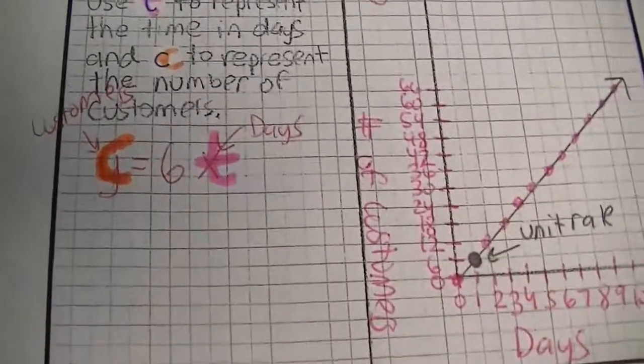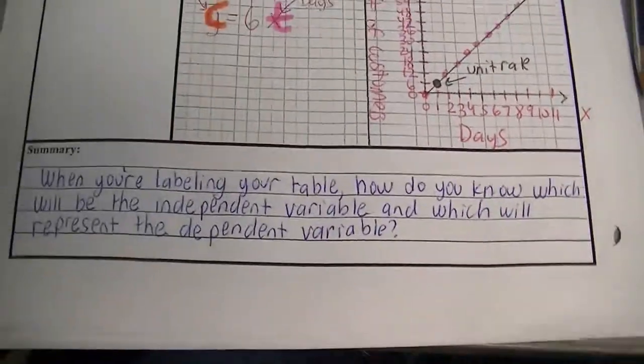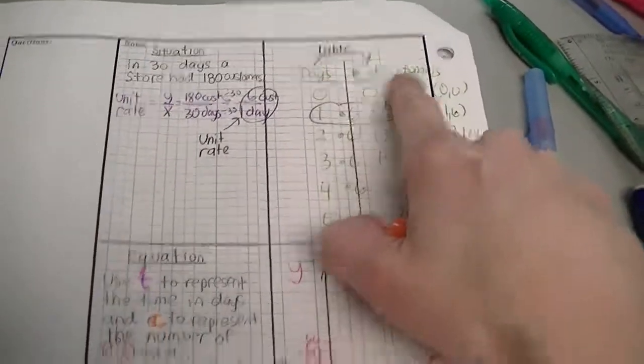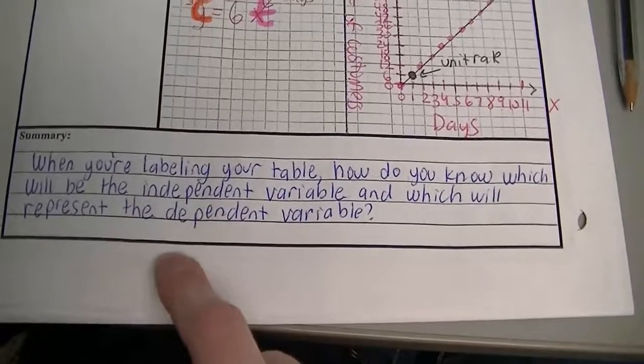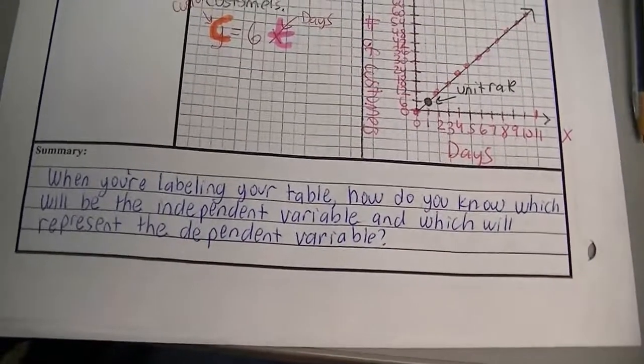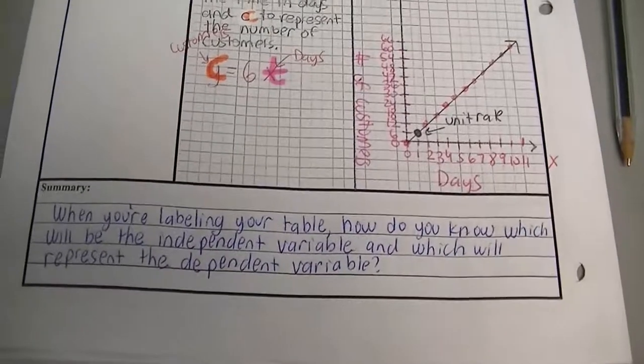Same thing. For your summary, when you're labeling your table, how do you know which will be the independent variable and which will represent the dependent variable? Answer that question, please.